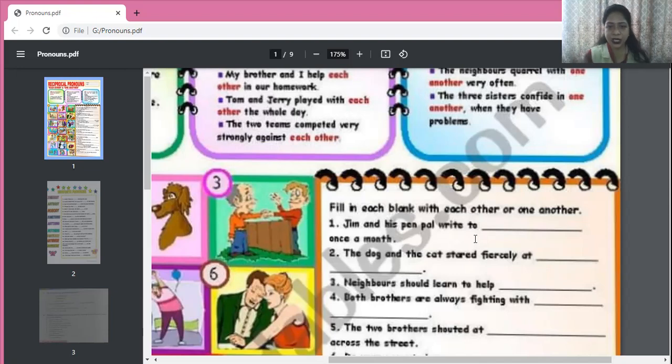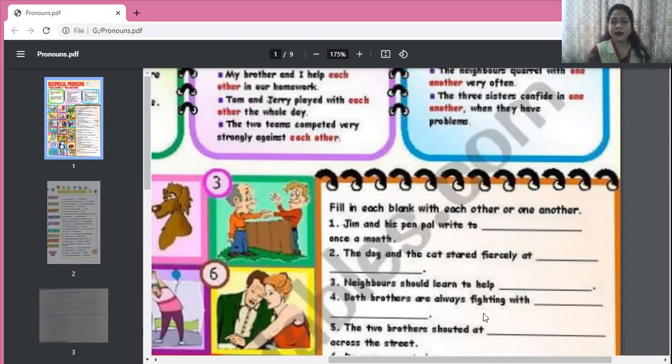Each other. The dog and the cat stared fiercely at each other again. Dog and the cat, two animals. Then neighbors should learn to help. Now neighbors, all the neighbors are many. So neighbors should learn to help one another. And you can also use each other. If you're talking about your next door neighbor, then you can use each other and you can also use one another. But of course, we have one neighbor on this side, one neighbor on that side. So one another is better.